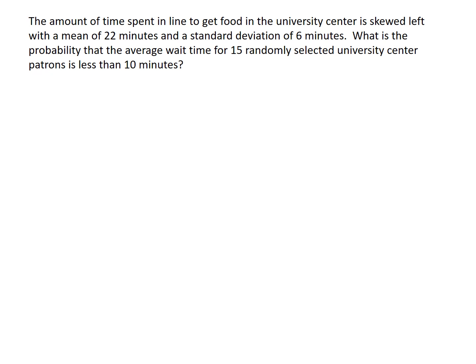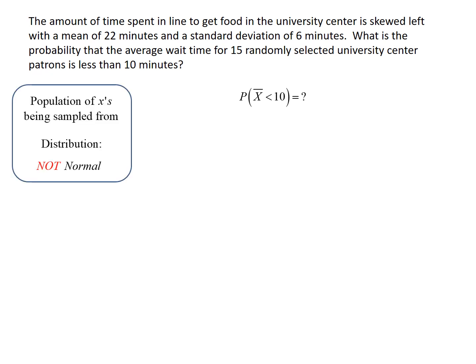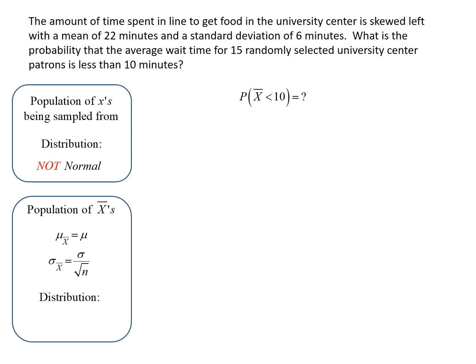We want to know the probability that the average wait time for 15 randomly selected UC patrons is less than 10 minutes. So we want to know the probability the sample mean, X bar, is less than 10. We know, because we were told, that the times you wait in line are skewed left. That is not a normal distribution. Normal distribution, first and foremost, is symmetric, not skewed. And that means the distribution of X bar is not normal.